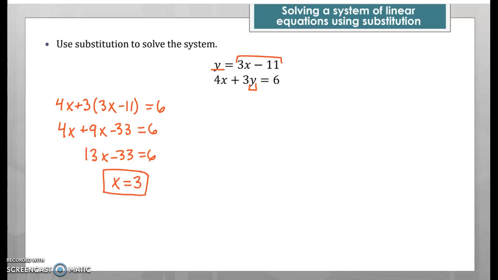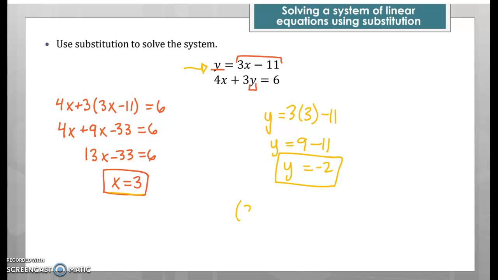We find our y value by plugging this x into this equation here. So we get y equals 3 times 3 minus 11, which is y equals 9 minus 11, or y equals -2. So the y value where these two lines meet is at -2. The point where they meet will be at 3 and -2. And that is how you solve a system of linear equations using substitution.